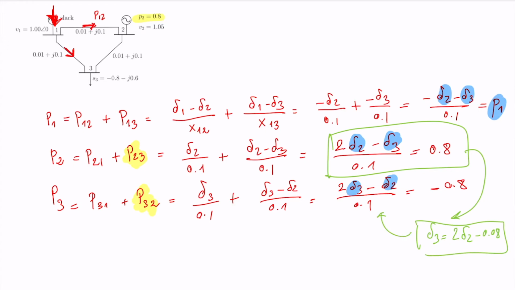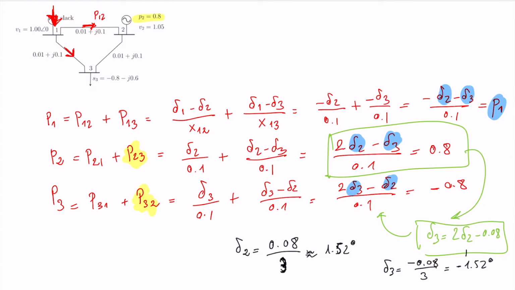So delta 2, replacing in this part, will be equal to 0.08 divided by 3, and this is 1.52 degrees approximately. By using this delta 2 and delta 3 in here, I can say, well, delta 3 is equal to minus 0.08 divided by 3, which is equal to minus 1.52 degrees.